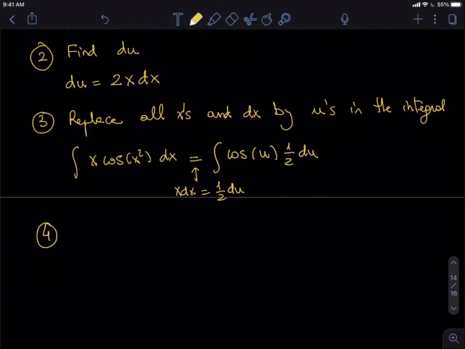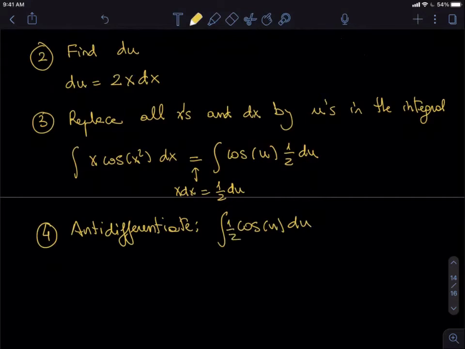Now, once we have this integral, it's very easy to do, right? The cosine of u. So that's the goal of substitution: reduce the integral to something that is easy for us. So the integral of cosine of u du is 1/2 of the sine of u plus c.